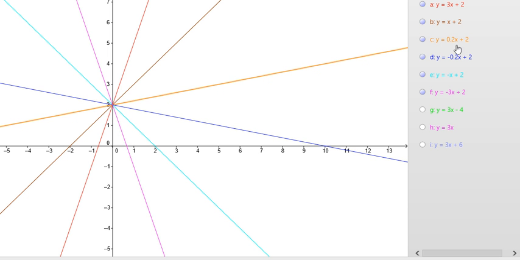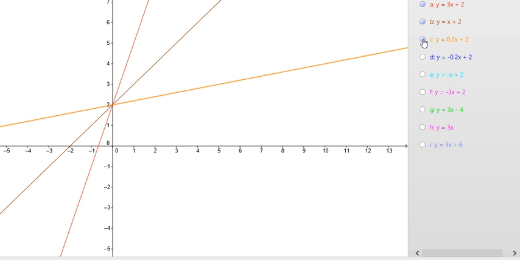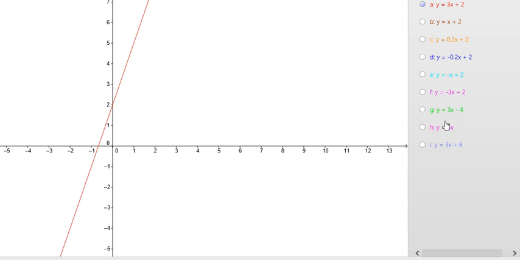Now the slope can change all it wants to, and all it does is make it go steeper or shallower, or go uphill or downhill or anything like that, but they all go through there at y equals 2. And so now back up and get rid of those. Take a look at these 3 down here.